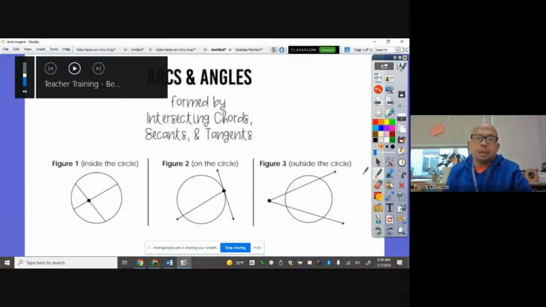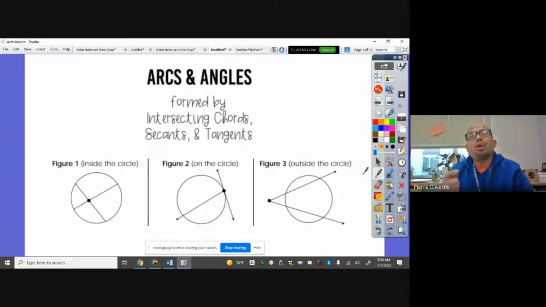Yo, this is Mr. O. And today we're going to learn about arcs and angles formed by intersecting chords, by secant and tangent. Before anything else, what is tangent? Tangent is when a line or a portion of a line intersects or touches the circle at exactly one point. While secant is when a line or a portion of a line crosses the circle through 2 points. Okay, that's the difference between secant and tangent.